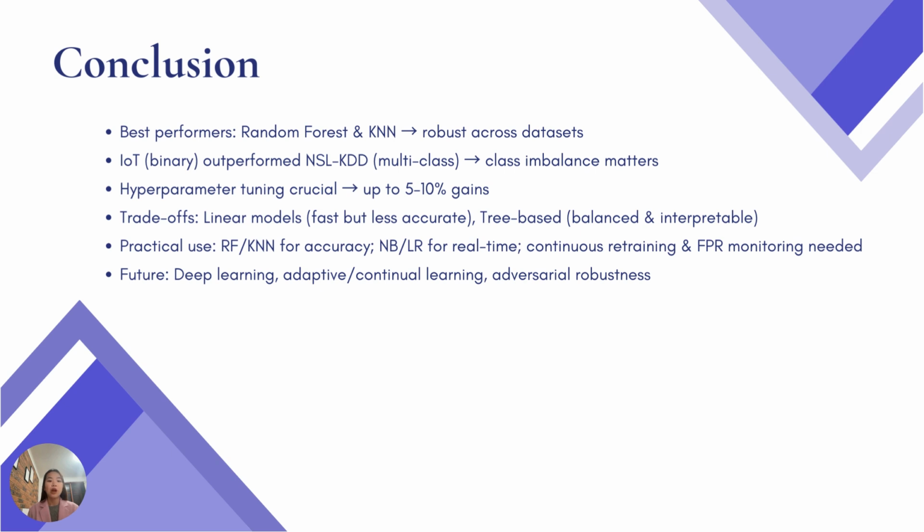So to wrap up, Random Forest and KNN were the most robust overall. IoT outperformed NSL-KDD because of simpler binary classification. Hyperparameter tuning improved accuracy by up to 10%. The trade-off is that linear models are fast but less accurate, while tree-based models are slower but more balanced. In practice, use Random Forest or KNN when accuracy matters, and NB or logistic regression when speed is critical. Looking forward, deep learning, adaptive models, and adversarial preparedness are promising research directions.